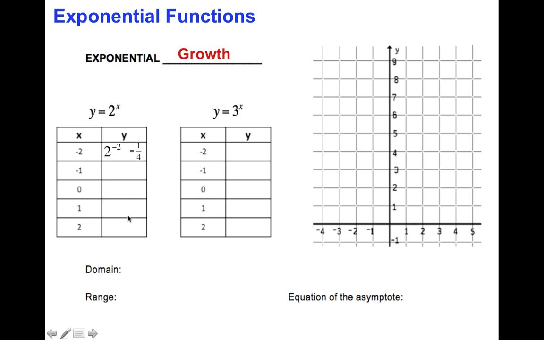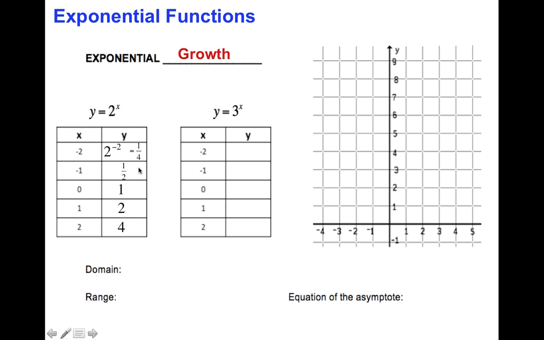So please fill in the rest of this table, and when you're ready, pause the video, and then start it again. You'll see the values up here. All right, when you put a -1 in there, you should get a half. When you put a 0 in there, anything to the power 0 is 1. When you put a 1 in there, 2. When you put a 2 in there, 4. So those are your values.